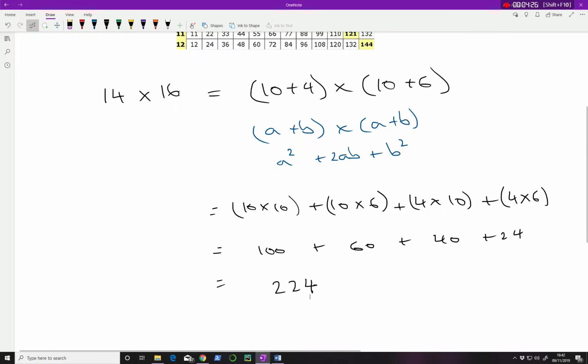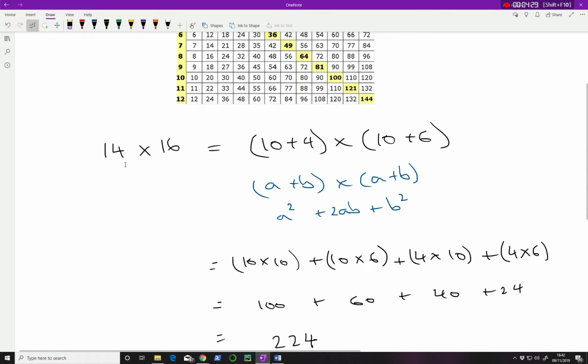Okay, you're probably wondering, that's really cool, but I could probably have done this in my head. I mean, I could, if I knew what 16 times 10 was, which is 160, all I'd need to do is 4 more of that. So this is the same thing as (10 plus 4) times 16. 16 times 10 is 160. 16 times 4, no, 4 times 10 and then 4 times 6, so that's going to be 64. And add them all together and you get 224.